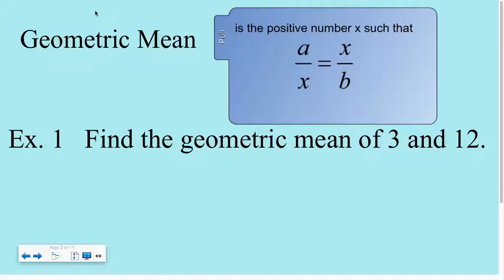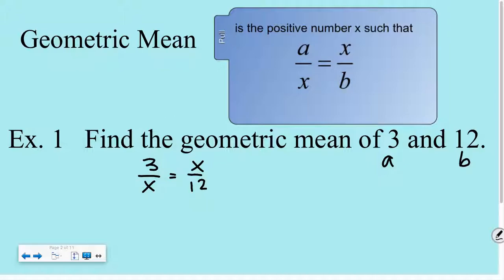So it's not necessarily going to be right in the middle, but it's going to be the value that makes the left ratio equal to the right ratio. So on this first example, find the geometric mean of 3 and 12. 3 and 12 are representing the a and the b values. So if I substitute those into that proportion, we'd have the proportion 3 is to x as x is to 12. And x is going to give us our geometric mean then.